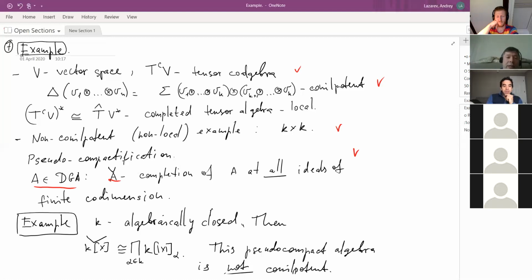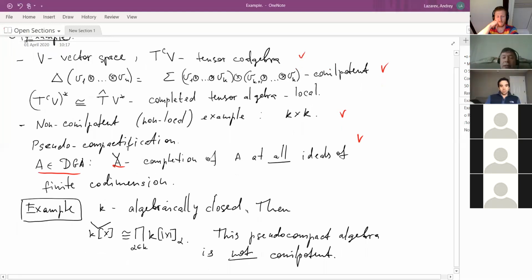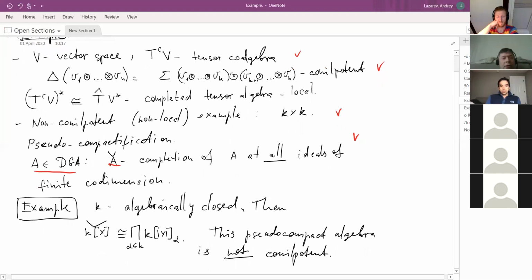Consider an algebraically closed field, and algebraic closure is assumed just for simplicity. For a non-algebraically closed field, we can also say what that is, but it will be slightly more complicated. So if K is an algebraically closed field, and we look at the polynomial algebra in one variable, then its pseudo-compactification is this enormous thing. It's a product of formal power series in one variable indexed by all elements in K.